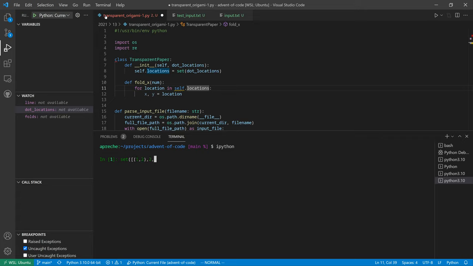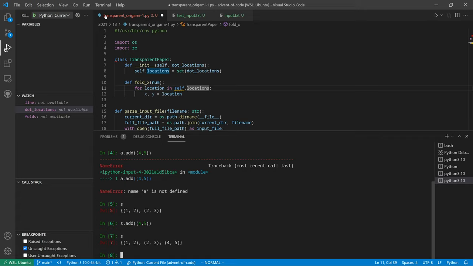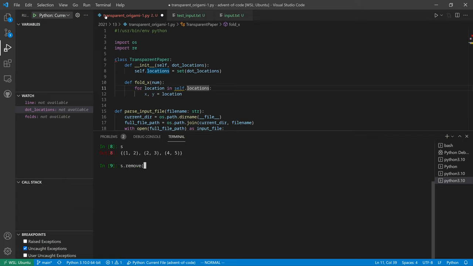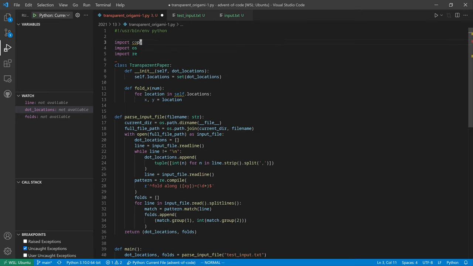One, two, two, three. So let's add a 4, 5. Oh, S dot add 4, 5. There we go. So S dot remove 1, 2. Sure enough, it works. Okay. For location in self.locations. So let's do a copy here. We learned our lesson from the other day, right?